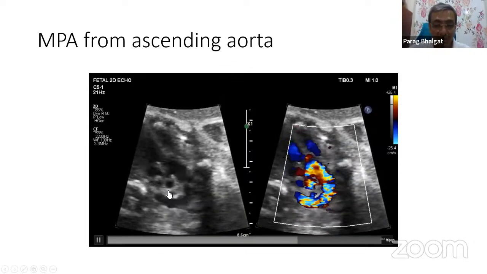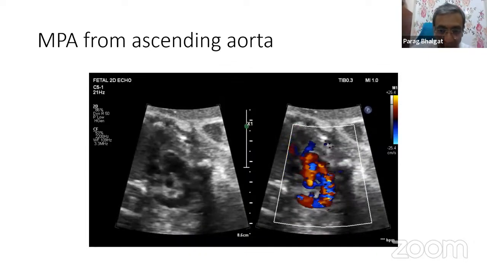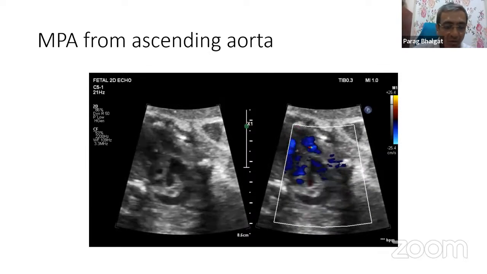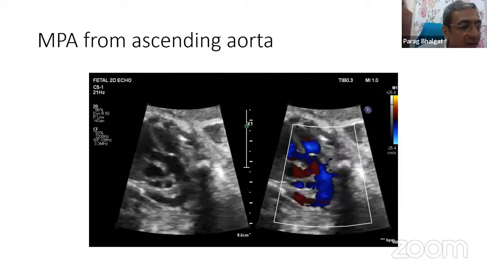So it's important to show this anatomy. Just labeling something as TOF with pulmonary atresia or as a truncus won't do. Try to show the anatomy. Just put the color Nyquist limit low or Nyquist limit high, so that you bring out the flow.